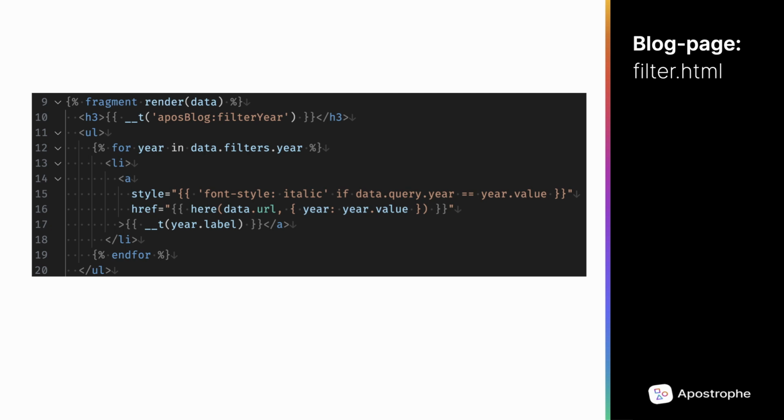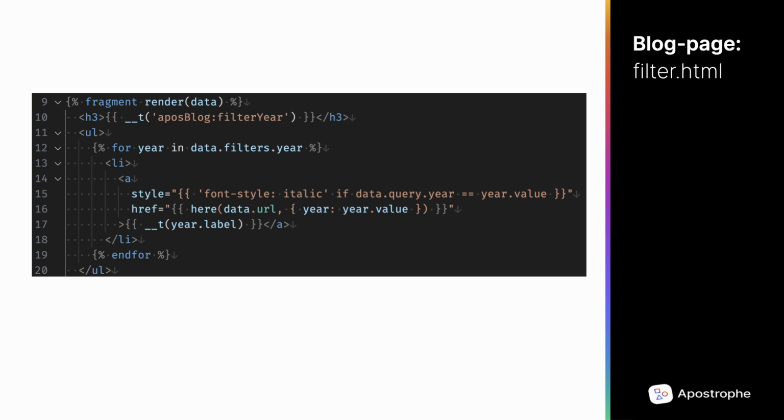Within the fragment, the available pieces are passed as data.filters. For each year, the template generates a list item. Inside this list item, a hyperlink is added. The text of the hyperlink is the year itself. Additionally, the font style of the hyperlink changes if the current web page's URL includes a year query parameter matching the year in the current iteration.